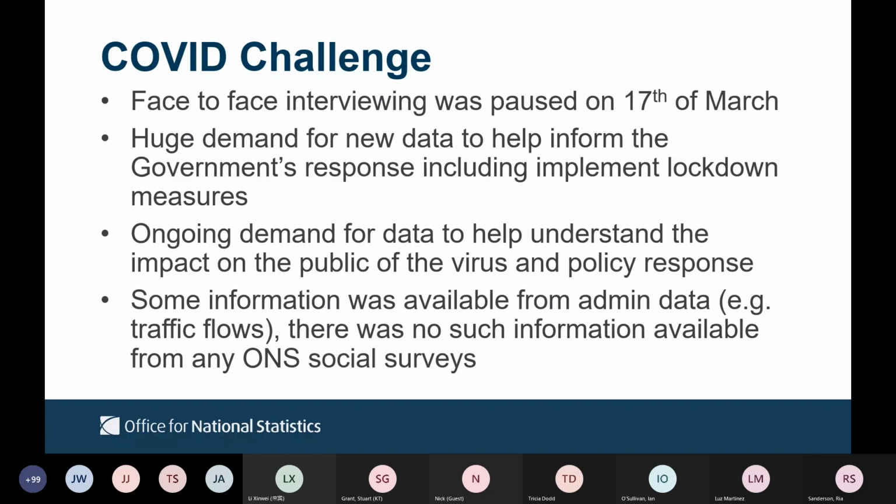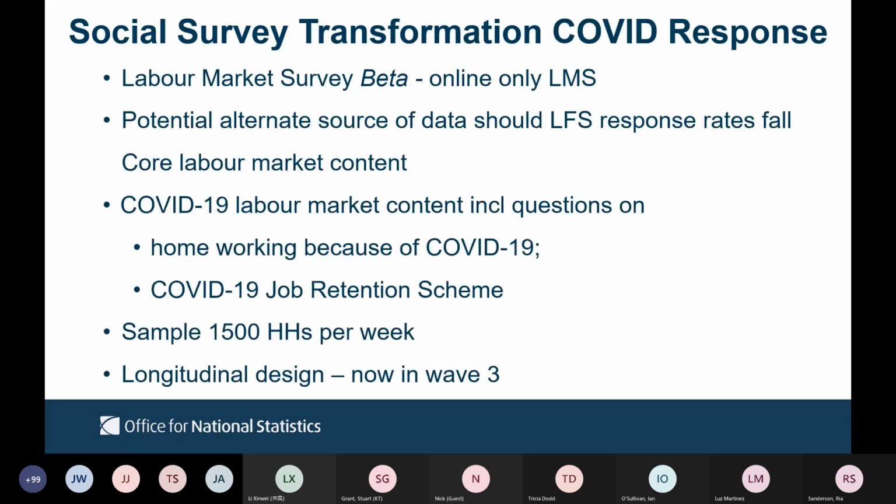Everybody across the sector has gone through quite similar experiences in terms of face-to-face collection for household surveys. It was paused in ONS on the 17th of March. And while face-to-face collection paused on household surveys, demand for new data to help inform the government's response and the understanding of the impact of the virus on the general public went through the roof. So there was some information available from admin data sources that ONS had, but there was no data available from any of the social surveys that we had at that point.